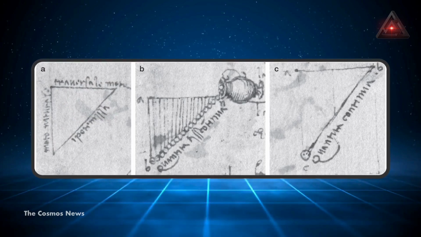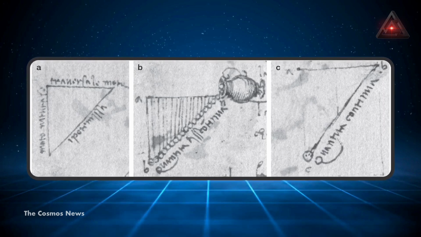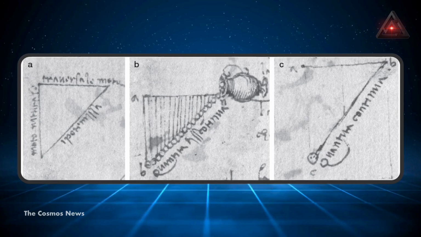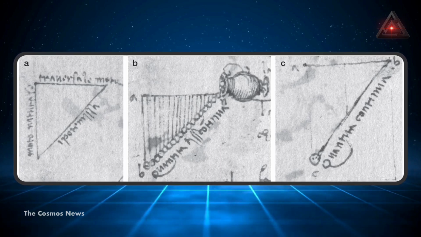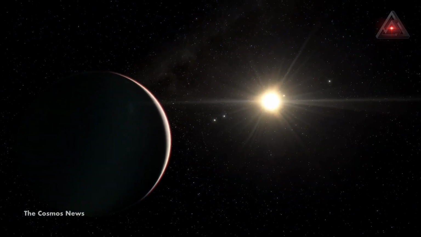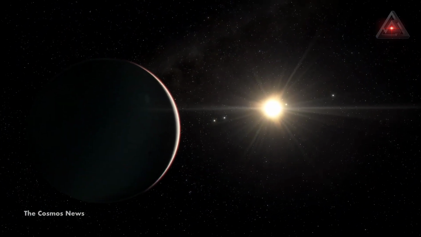The study analyzed diagrams in Leonardo's now digitized notebooks, including sketches of triangles that show the relationship between natural motion, directed motion, and the equalization of motion, a recognition that gravity is a kind of acceleration.